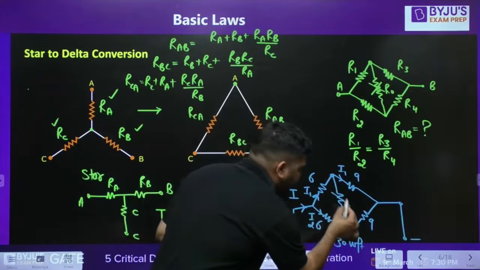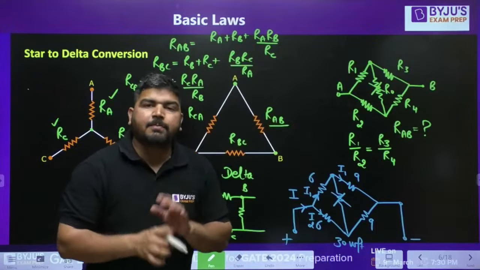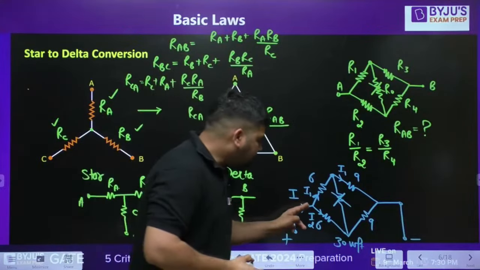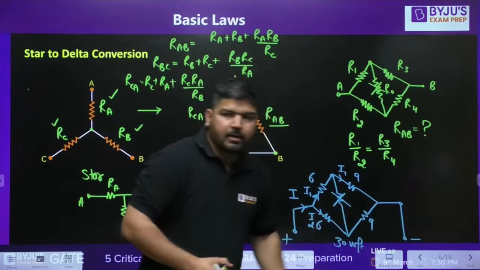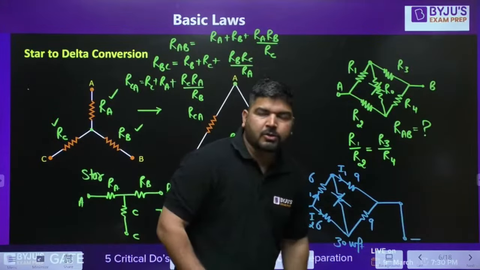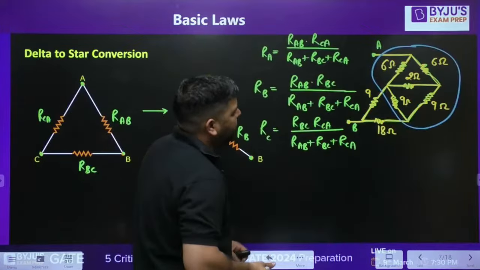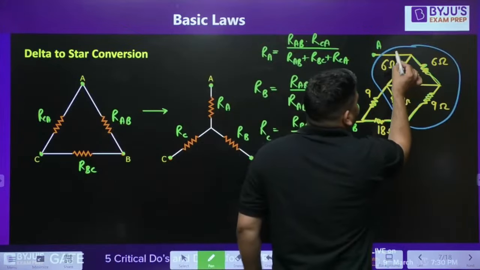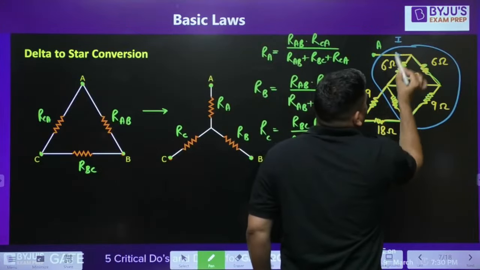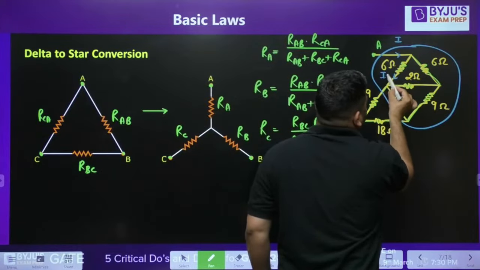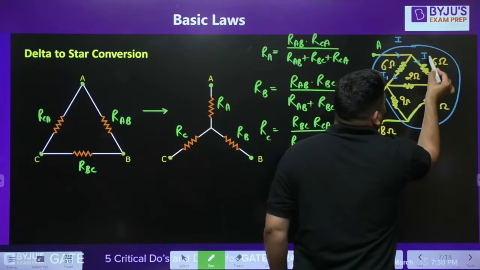There will be no current in this resistance if the bridge is balanced. Whatever current is in this branch, the same current will go in this branch, so there will be no current division at this point. But now in this circuit, let's say this current is I. So this current is I1 and this current is I2.